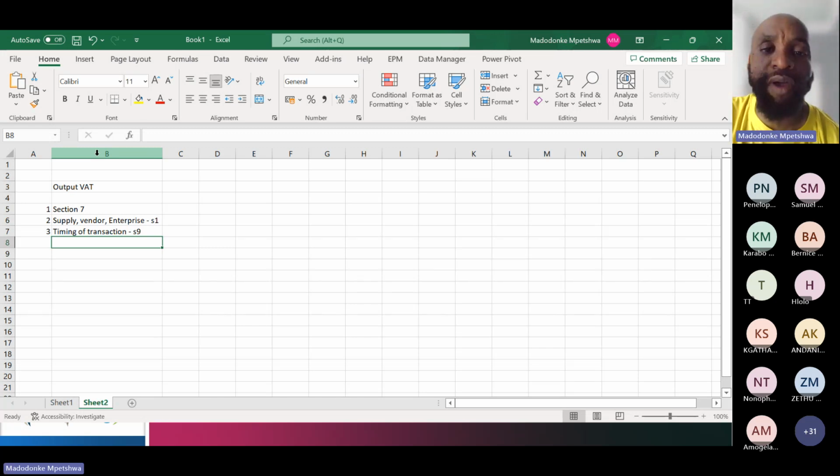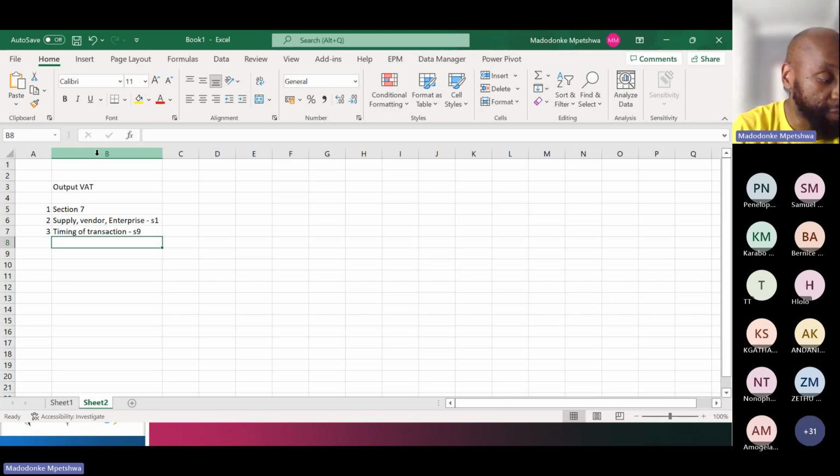However, over and above just looking at the general requirement when it comes to the timing of a transaction, which is the earlier of payment or invoice, you need to also look at specific transactions. So there are specific transactions that are dealt with under Section 9, talking to the timing. Now, these transactions are specifically included there because they deal with certain things.